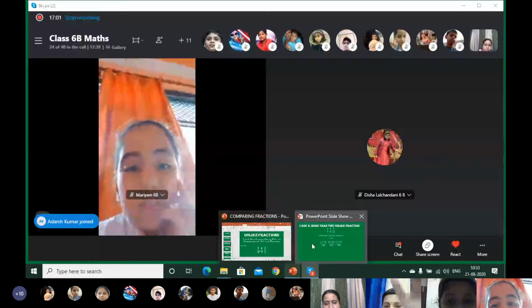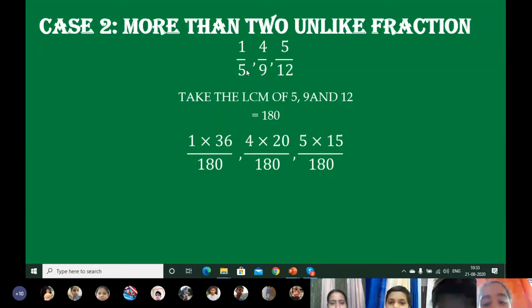Again, I am telling you, listen. You will first make three sets of fractions. You can see here 180, 180, 180. Then take the first set: take its denominator and divide the LCM by it. That is 180 divided by 5, which is equal to 36. And multiply that answer with the numerator. That is 1 into 36.